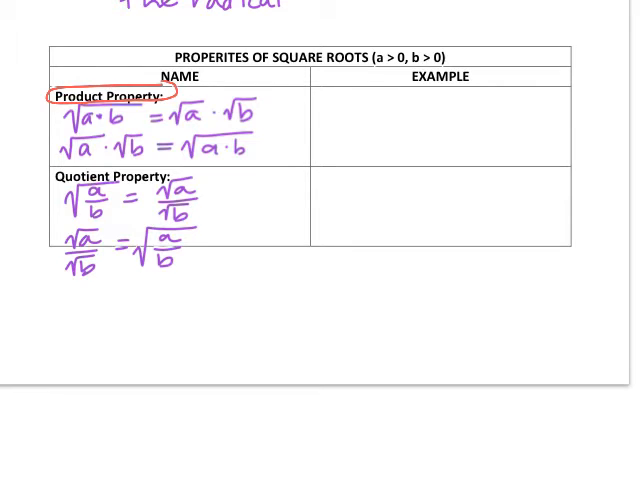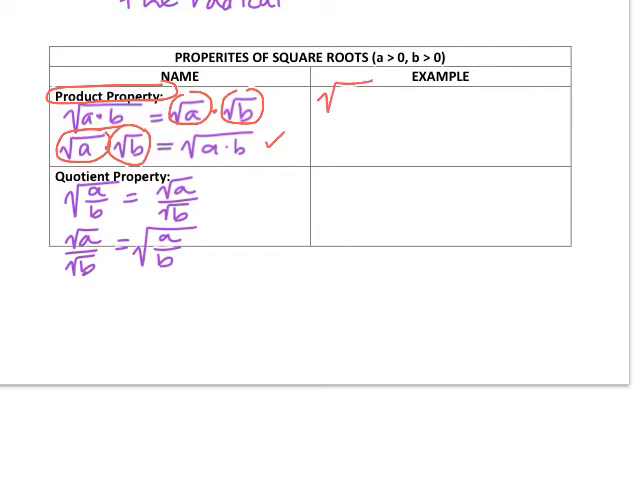So if we had a times b underneath the radical, we can separate those out and say that the square root of a times the square root of b, notice that there's a multiplication symbol here, is the exact same thing. And vice versa, if we had two numbers underneath the radical symbol, we could multiply those together and combine them into one radicand.